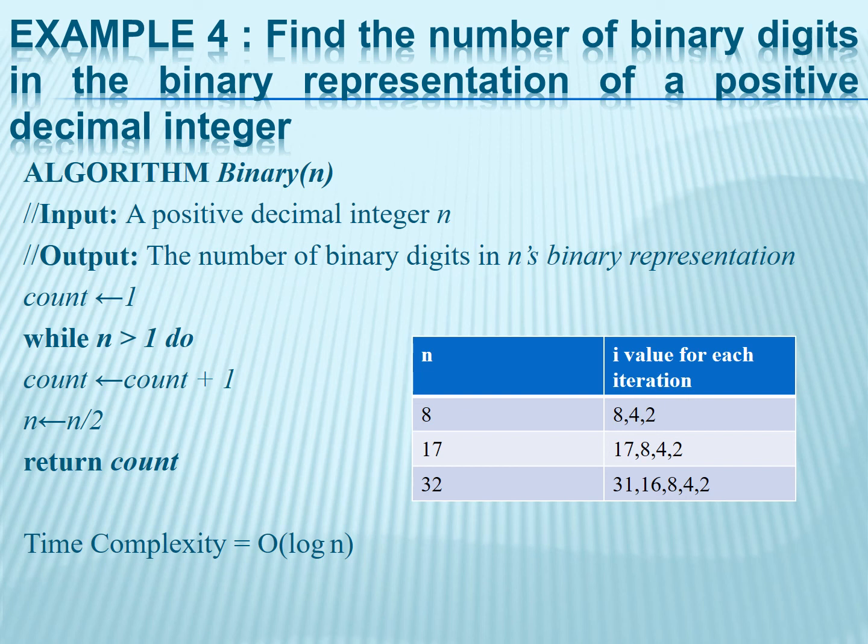When there is such an algorithm where the number of times the while loop is executed is the same for some range of input values, then the time complexity of such an algorithm is denoted by log. Here it is represented as big O of log n.